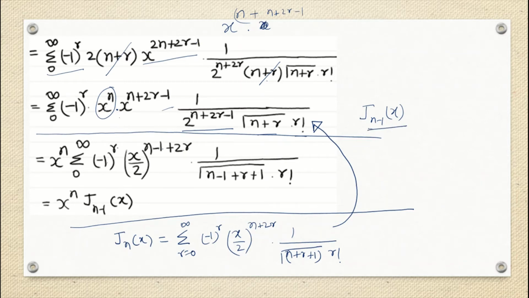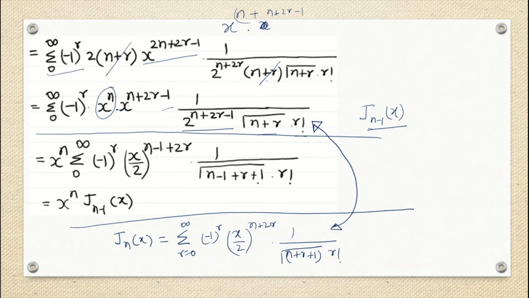Taking out this x raised to n outside, we have sigma r from 0 to infinity, minus 1 to the power r, x raised to n plus 2r minus 1, 1 by 2 to the power n plus 2r minus 1, and then gamma n plus r factorial r. So this term I will now compare with this term.